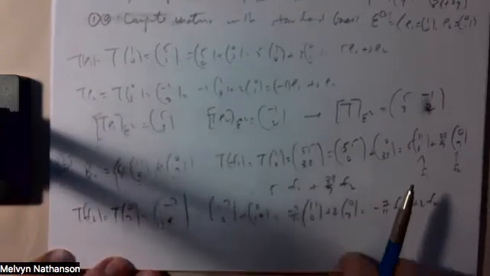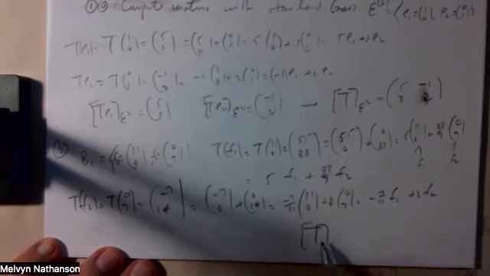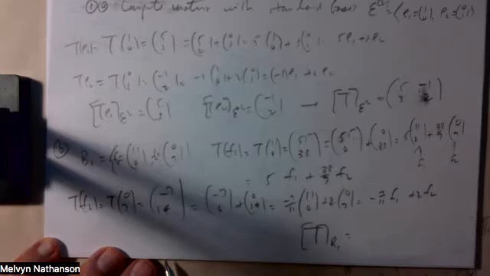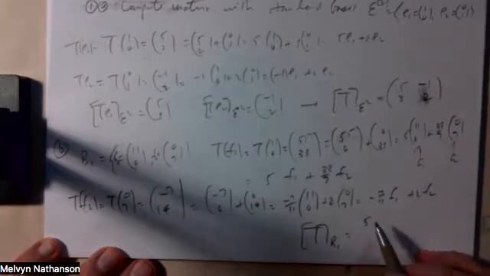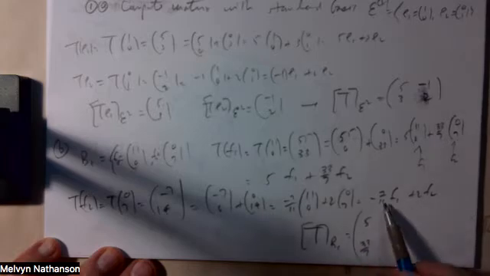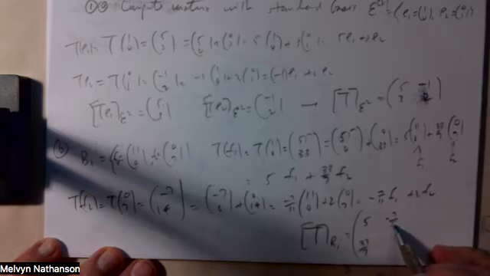And so the matrix T with respect to this basis B1, the first column is going to be 5, 33 over 7. And the second column is minus 7 over 11, 2. So that's the matrix.